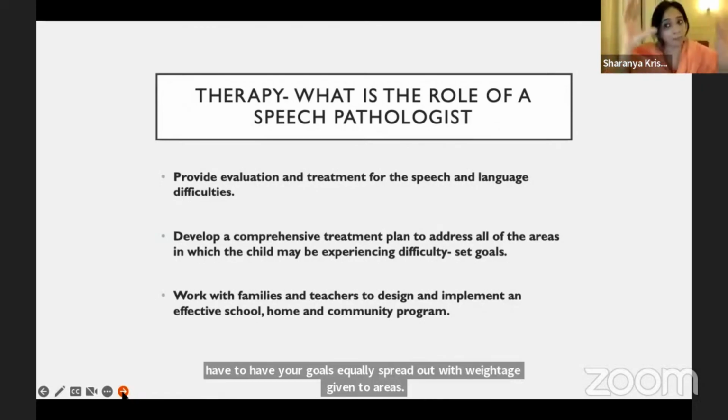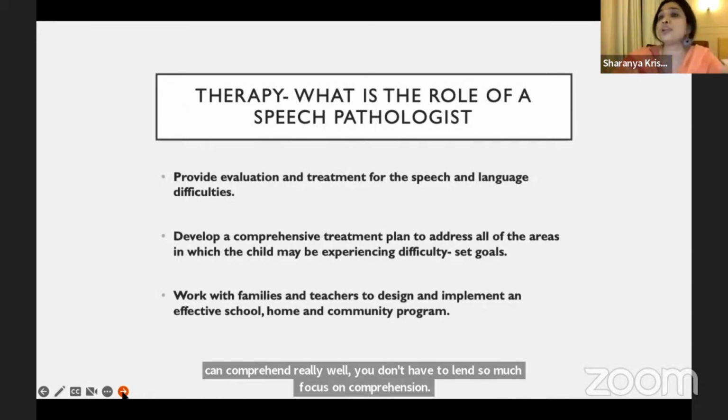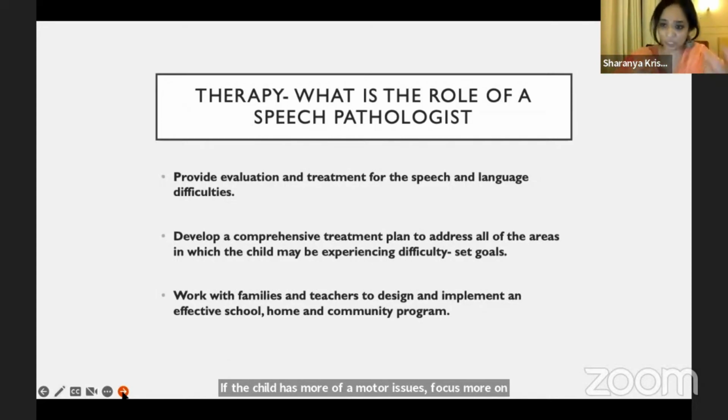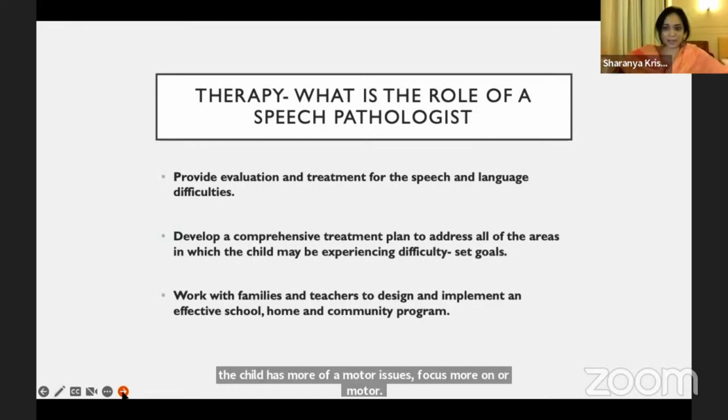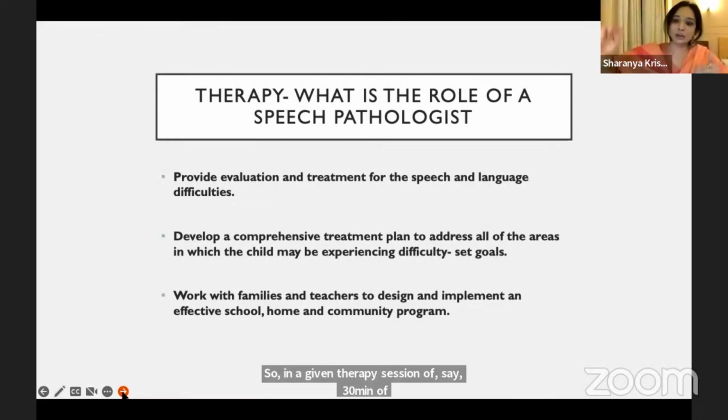So if the child can comprehend really well, you don't have to lend so much focus on comprehension. If the child has more of oromotor issues, focus more on oromotor, but don't let go of the comprehension and expression part. So your therapy plan should have all the aspects covered simultaneously. So in a given therapy session of say 30 minutes or 40 minutes, time should be allocated for each of these goals.